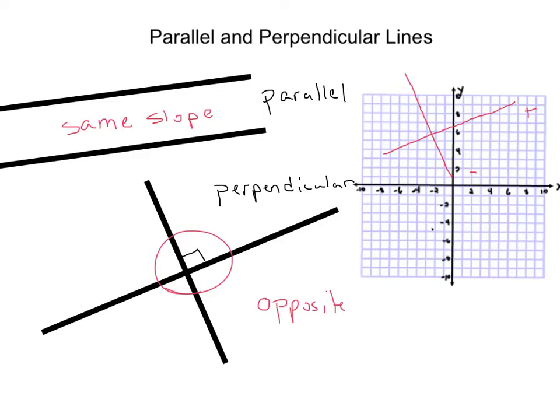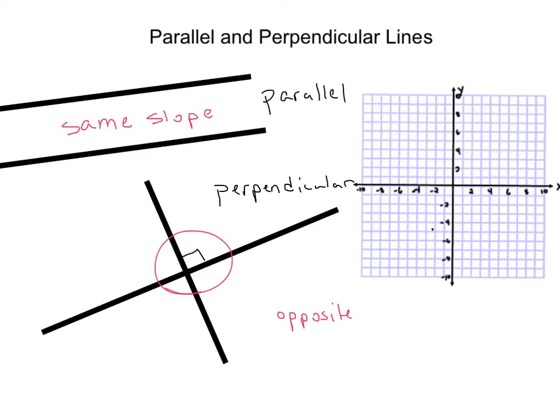So if we start with a negatively sloped line, something that slopes downward, the line that crosses it perpendicularly has to be positive. Now the only exception to this is that if you have a vertical line, then the horizontal line would be perpendicular. Neither one's positive, neither one's negative, but that's the only exception to the rule.